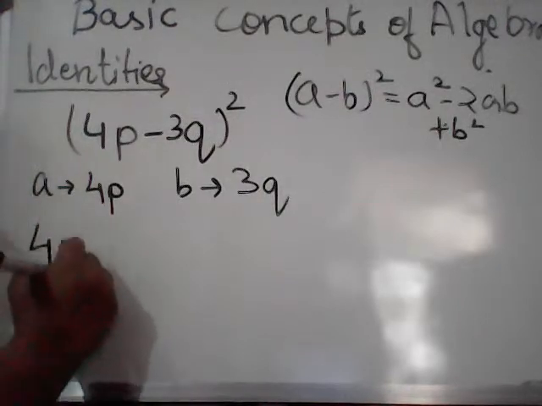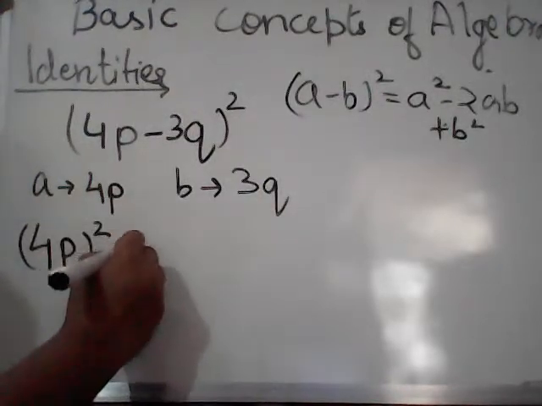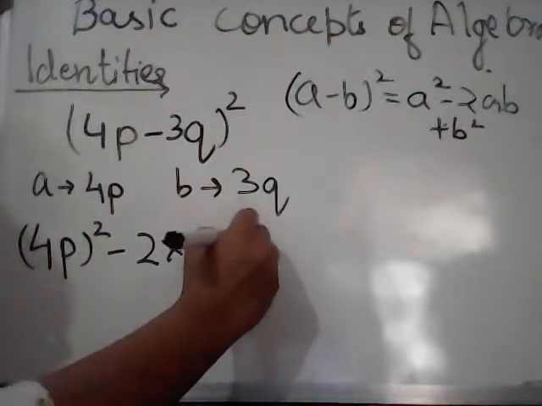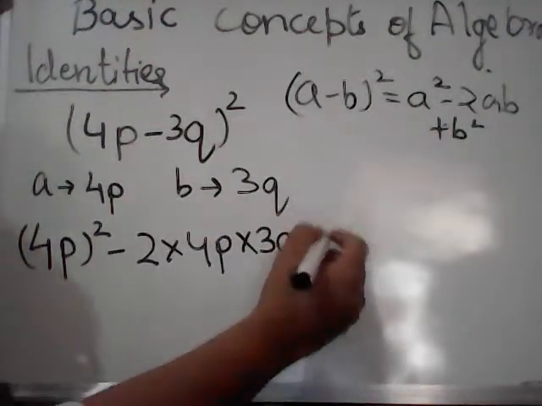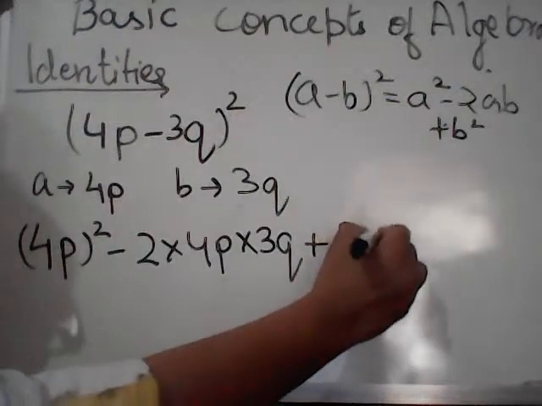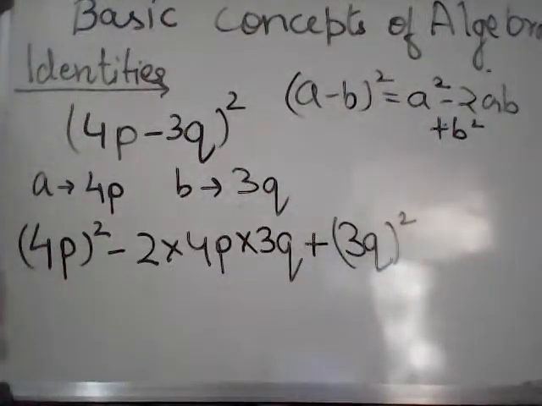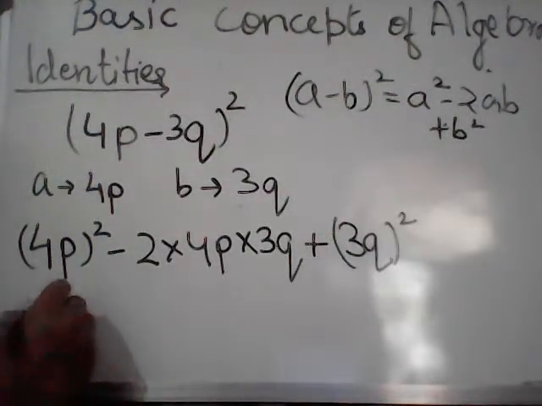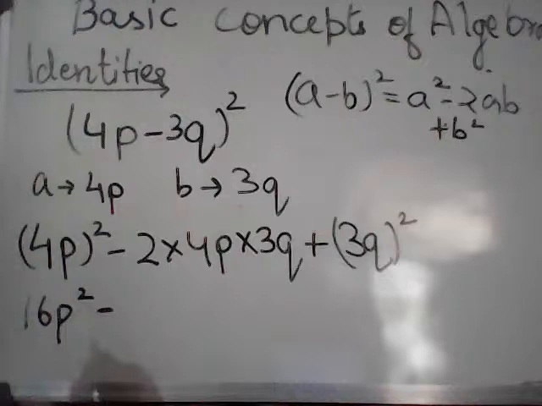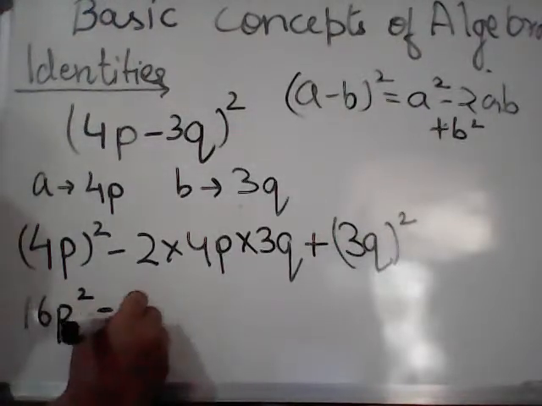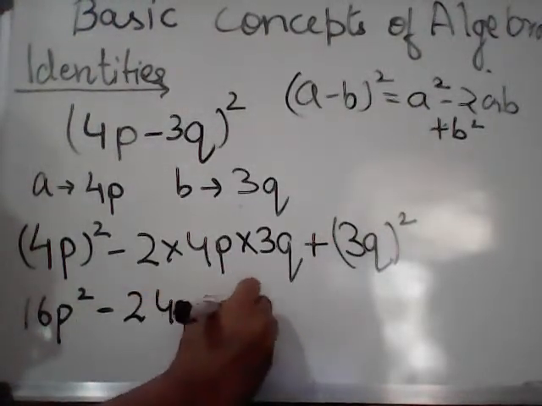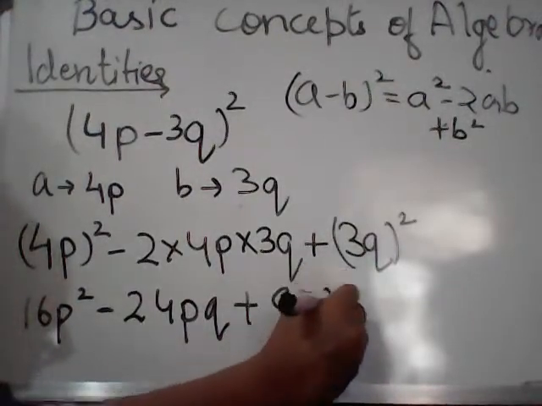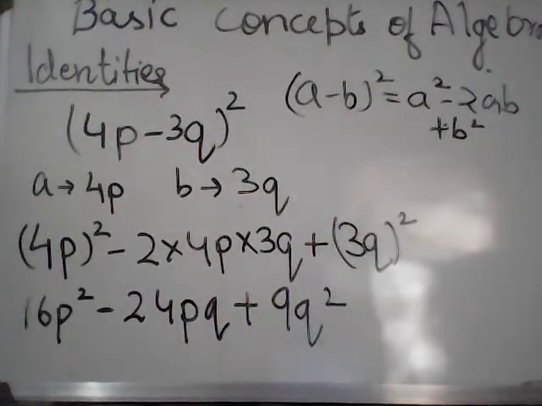a square means 4p whole square, minus 2 into 4p into 3q, plus b square means 3q whole square. Right? Now simplify it. It will be 16p square minus 24pq plus 9q square. So we have got the answer as this.